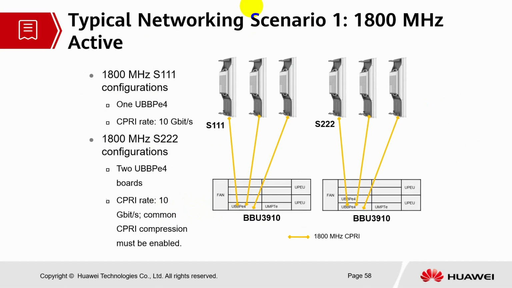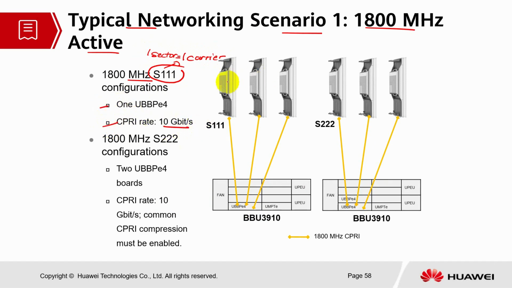So let's look into the typical networking scenario 1, which is about 1800 megahertz active. So over here for the 1800 megahertz, we have 3 sectors, per sector 1 carrier. So the configuration is 1 UBBP E4, CPRI rate is 10 gigabits per second.